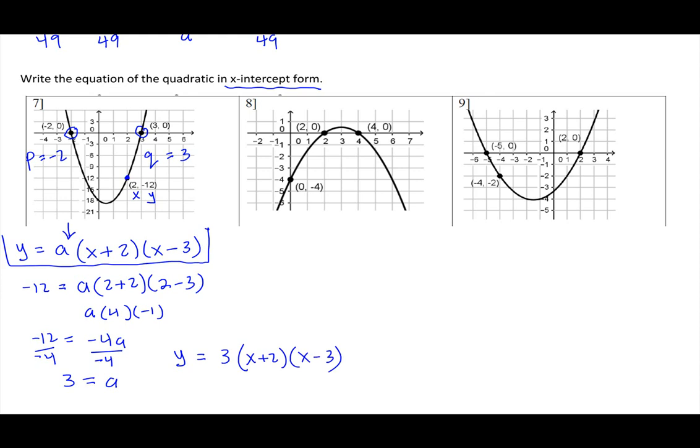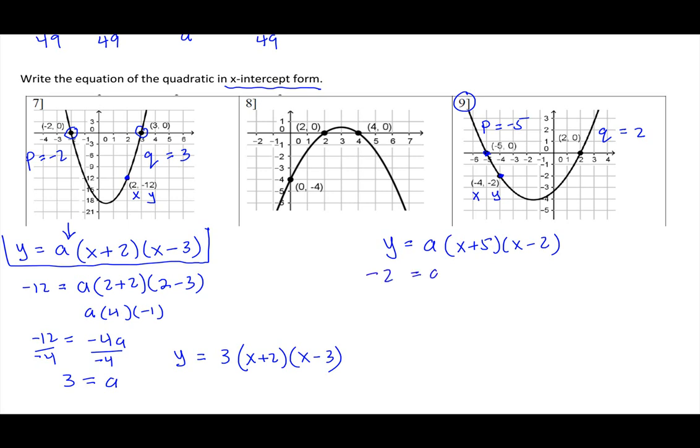Let me do another one. I'll do number 9 right here. Okay? So once again, we know the x-intercepts. So we know p is negative 5. We know q is equal to 2. So since we know the x-intercepts, we will use x-intercept form. So we have y is equal to a, which we don't know, x plus 5 times x minus 2. And then they give us this other point here. This is our x and our y. We plug it into the equation.